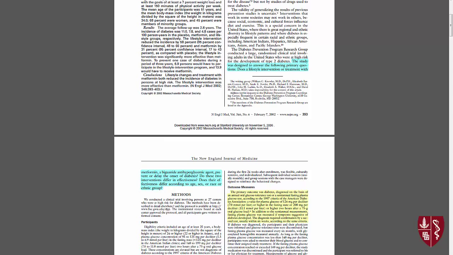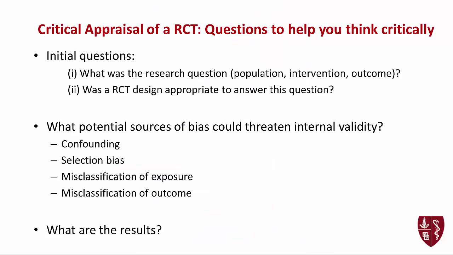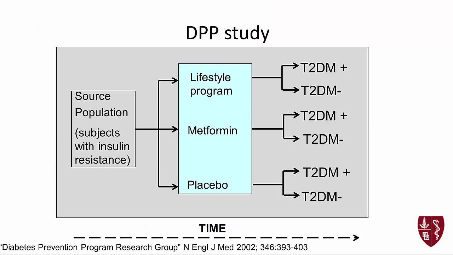So I'm just going to go back to our PowerPoint slides here. The basic design of the study was a 3-arm trial where subjects with insulin resistance were randomized to either lifestyle, metformin, or placebo, and they were followed over time to see what was the risk of type 2 diabetes in the 3 different arms.